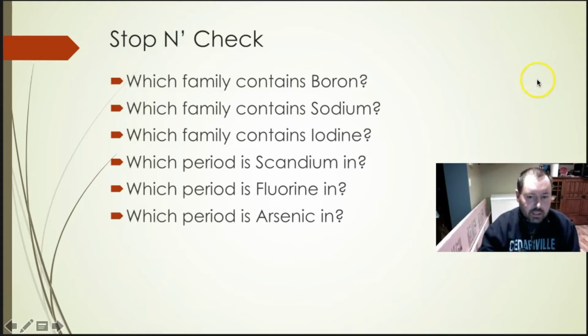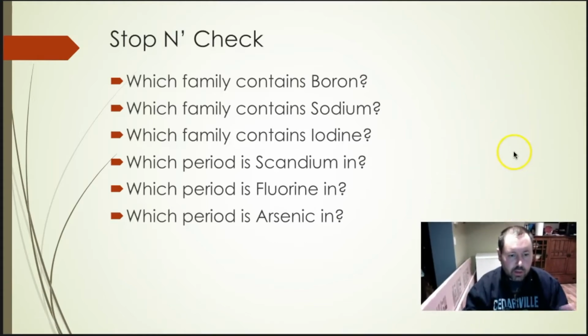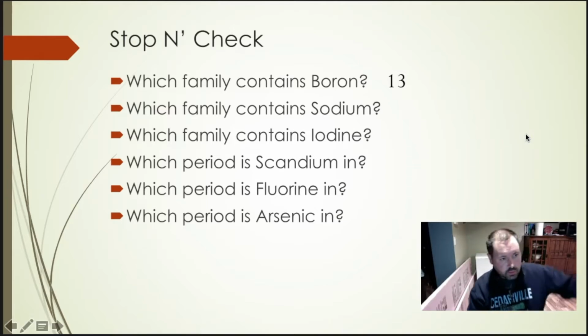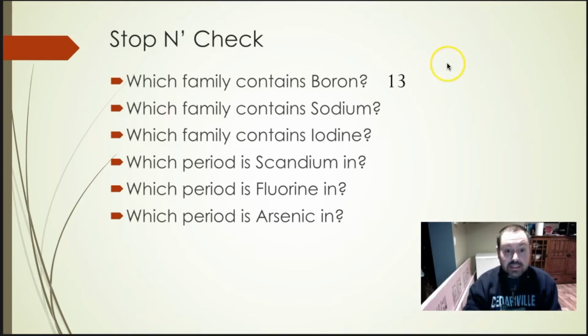So which family contains boron? You might want to use your periodic chart for this. Take a look at your periodic chart. Which family is it? Keep in mind, family goes up and down, and there should be a number at the top of your periodic chart. It's family 13 that contains boron. So it goes family 1, 2, and then the smaller families are 3, 4, 5, 6, 7, 8, 9, 10, 11, 12. And then family 13 contains boron.